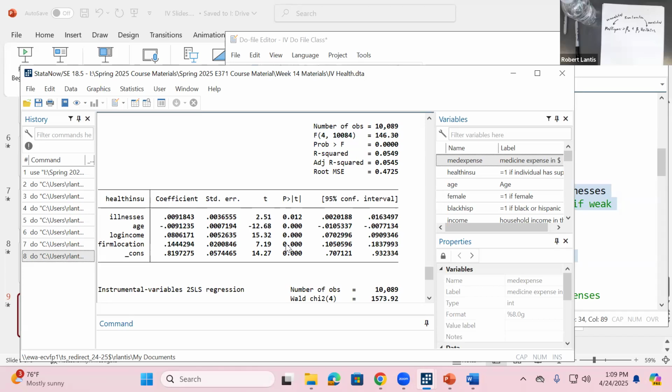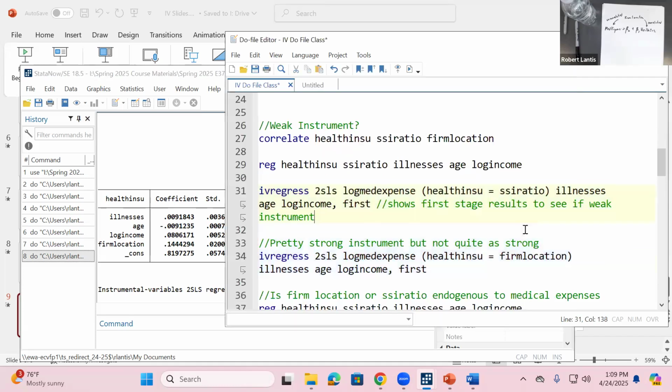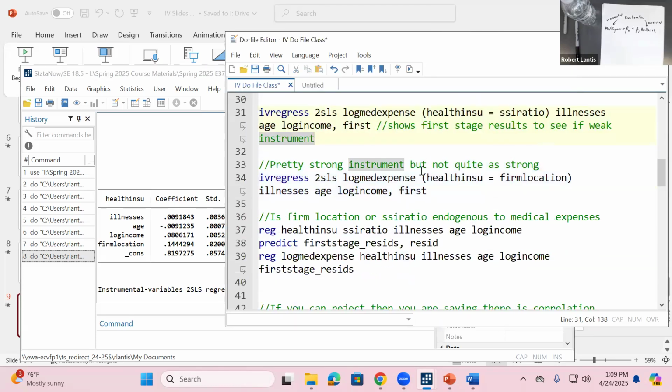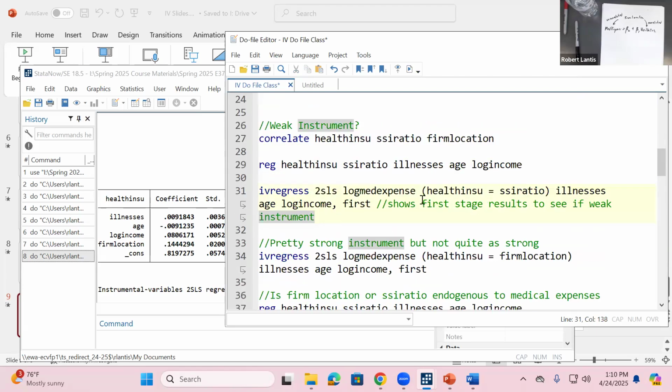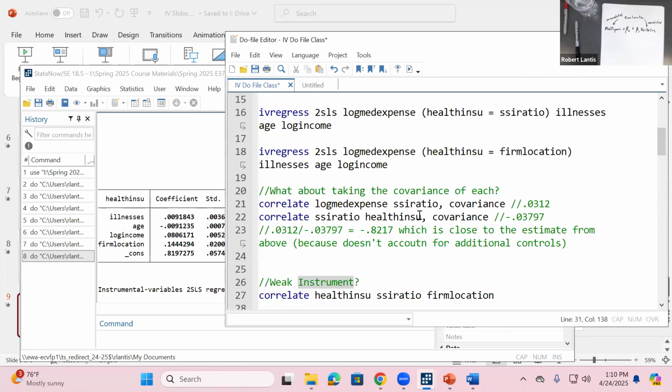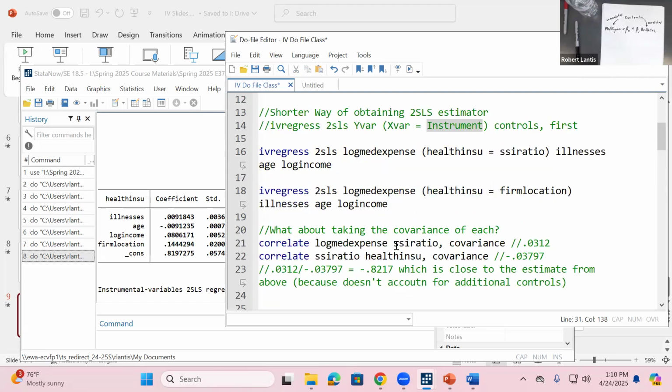Any questions on anything there? Okay. So we've talked about weak instruments. What else do I want to say here? We'll keep going because I want to show you back up here to kind of prove that this is going to be the case, right?